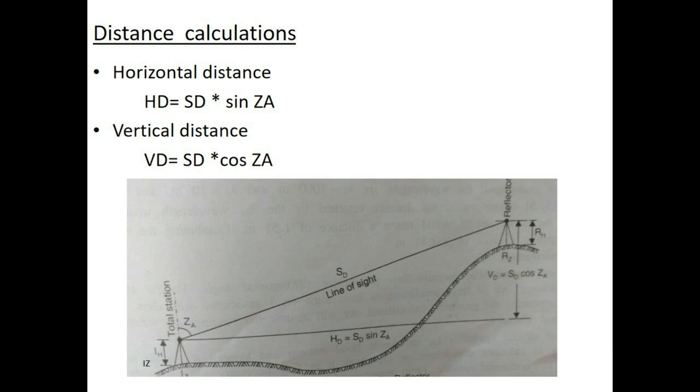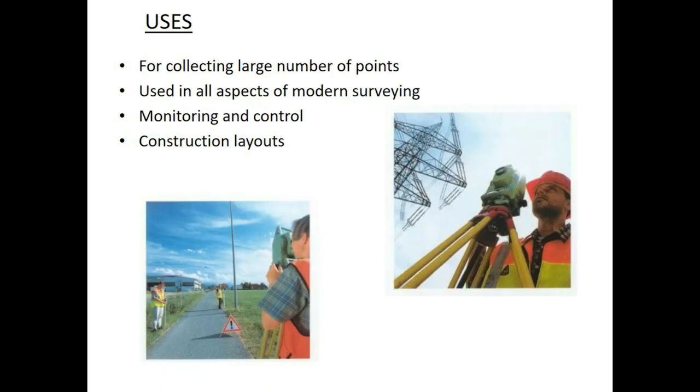Then we can look at the distance measurement. Here the horizontal distance equation is given by HD equal to SD into sine ZA, where SD is the line of sight measurement and ZA is the zenith angle. Then the vertical distance formula is given by VD equal to SD into cos ZA. Then the uses. This total station is used for collecting a large number of points, and it is used in almost all aspects of modern surveying for monitoring and controlling of construction works and layouts.